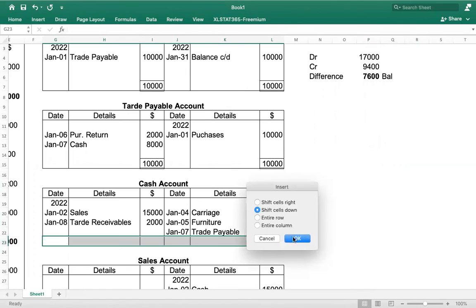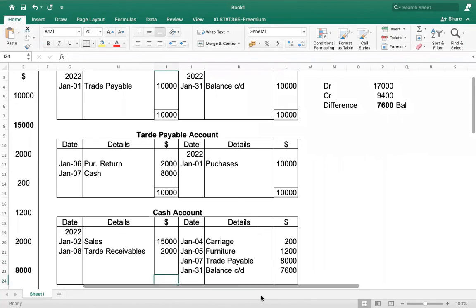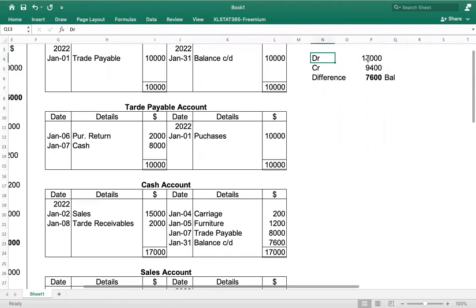I will write here the last day of the month, Jan 31st, balance carried down, 7,600. Done. I will put the two lines and then make the total of both the sides. This side total 17,000, this side total also 17,000. Done. Now come to the next account.